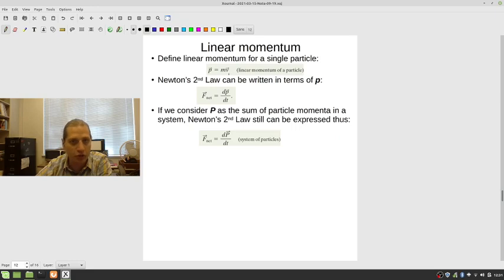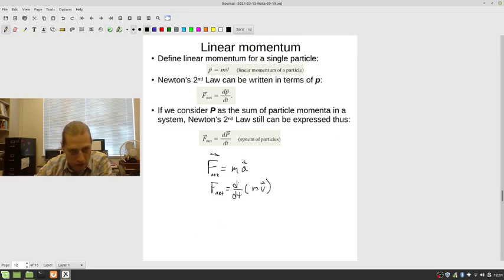Now, why is that useful? Well, if I write m times v, I can always go ahead and rewrite Newton's second law in terms of this. Why I'm going to do that, I'll show you in a second. Okay, so F equals ma. That's our F net. F net equals d/dt of mv.